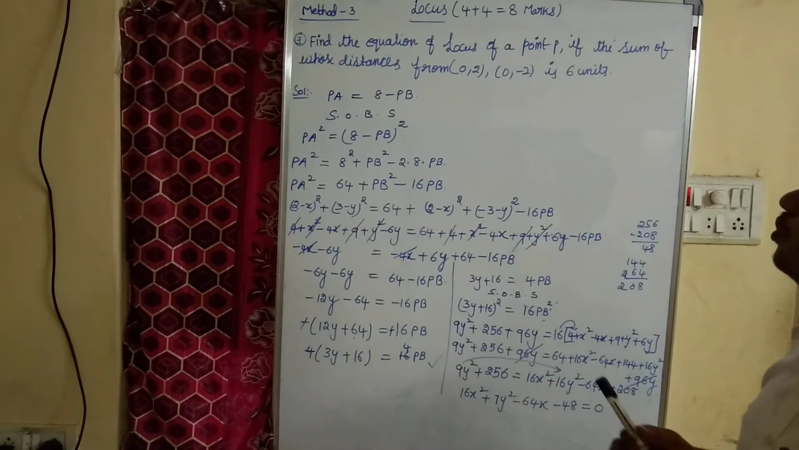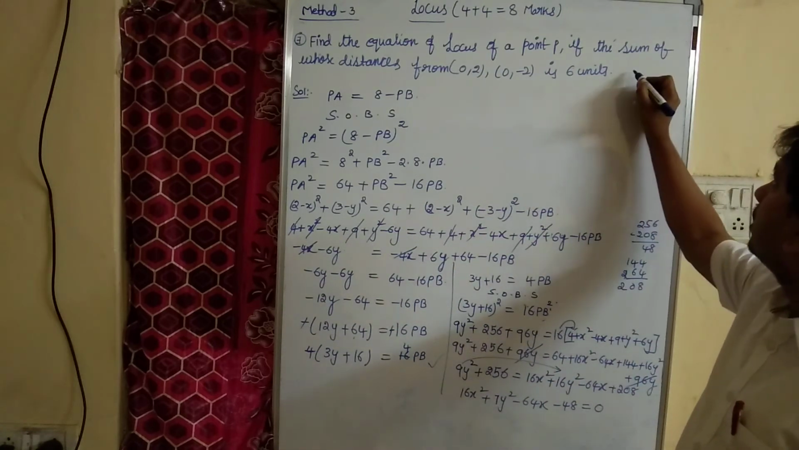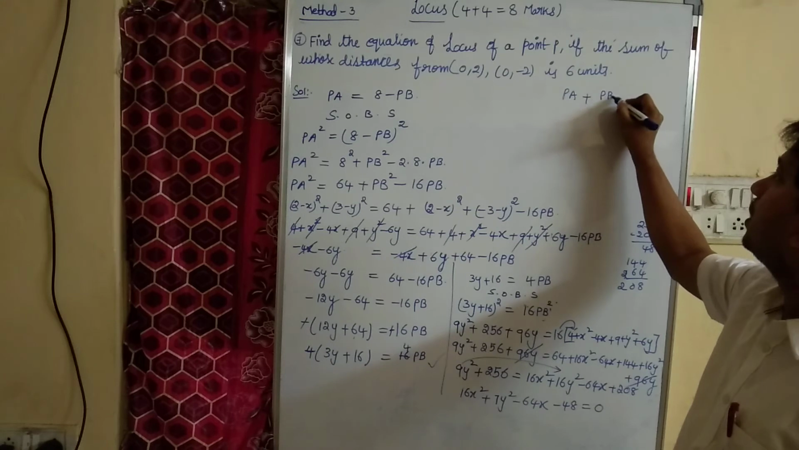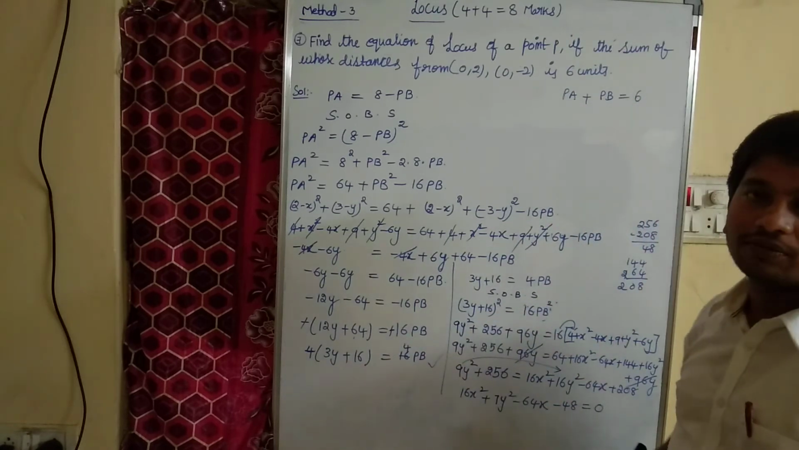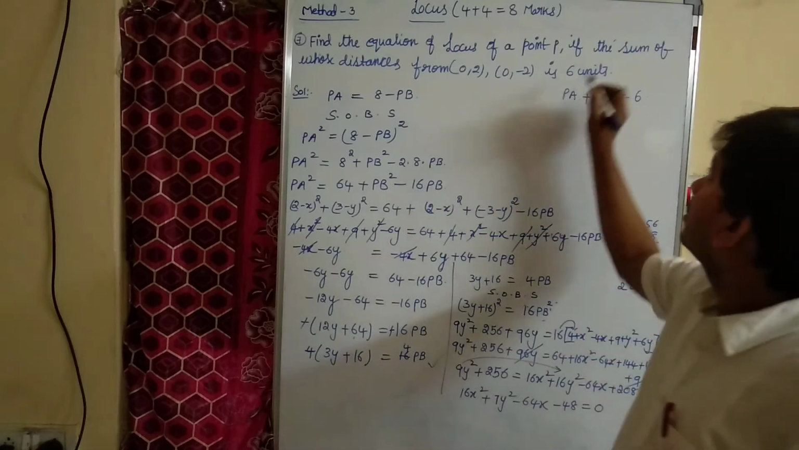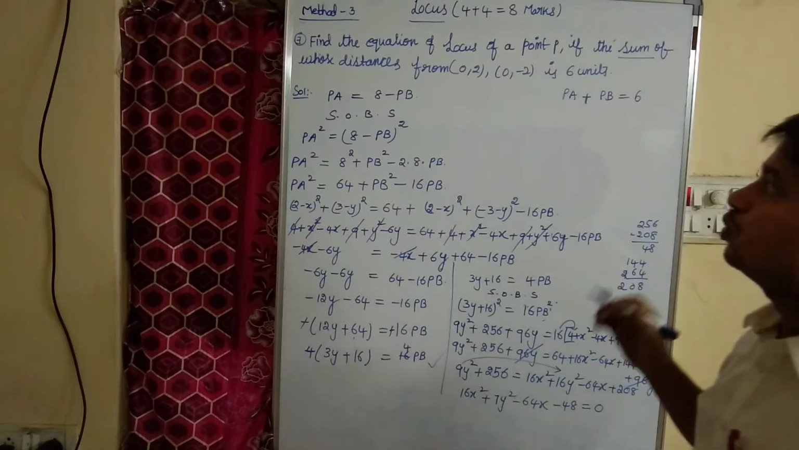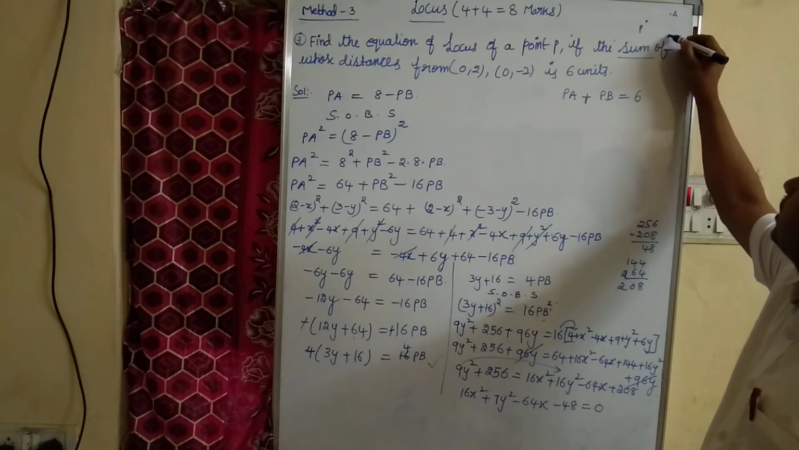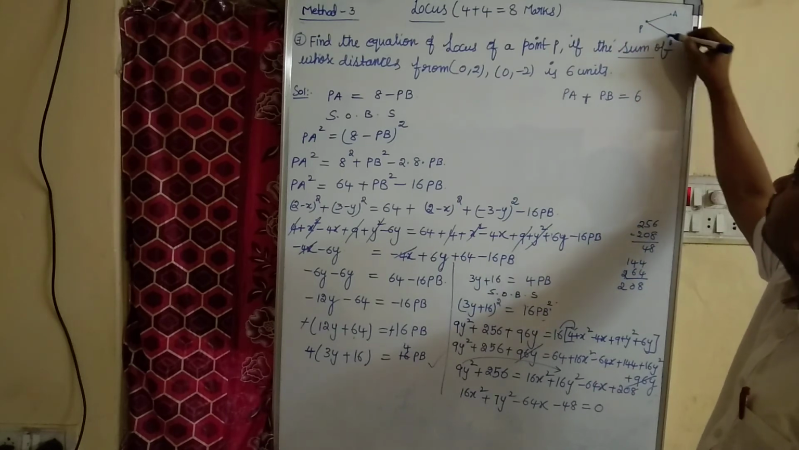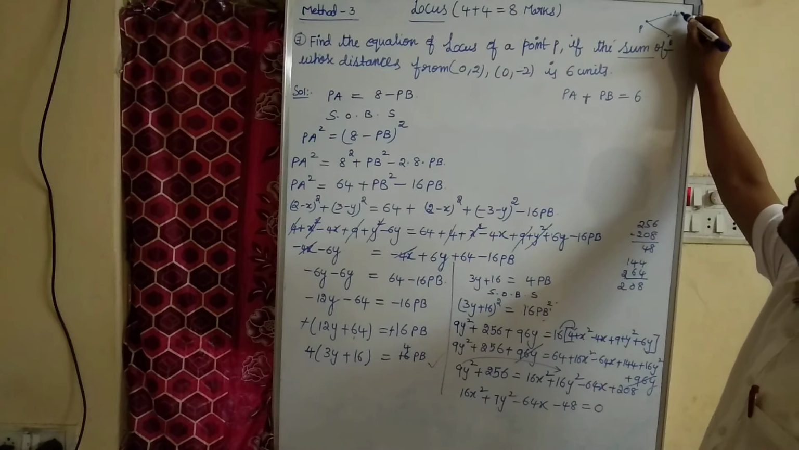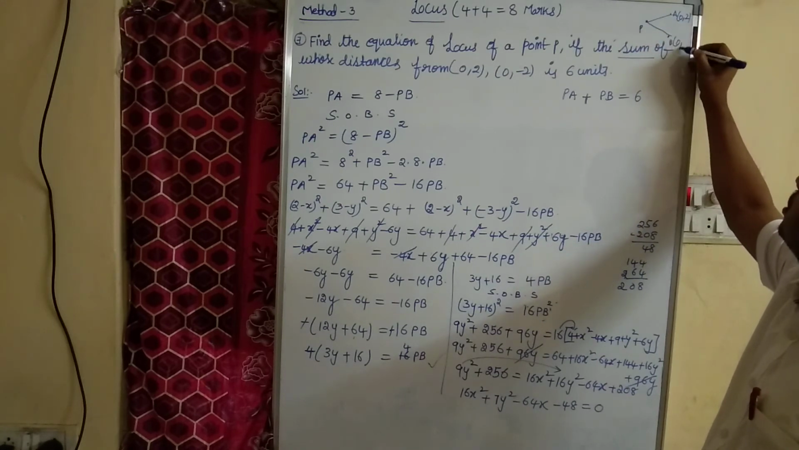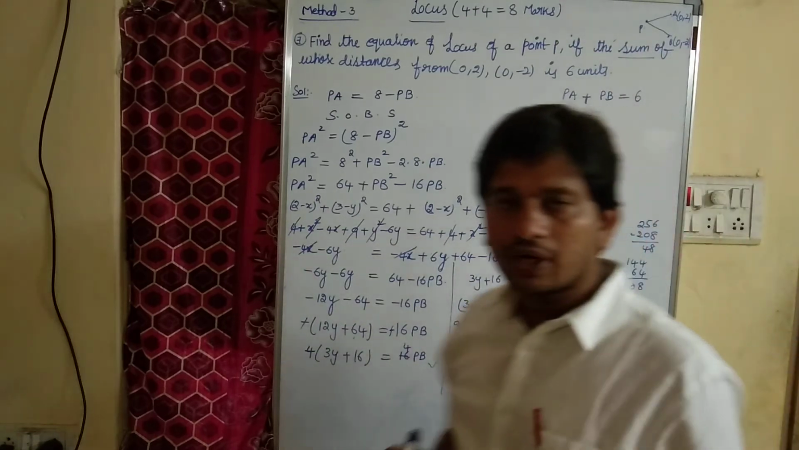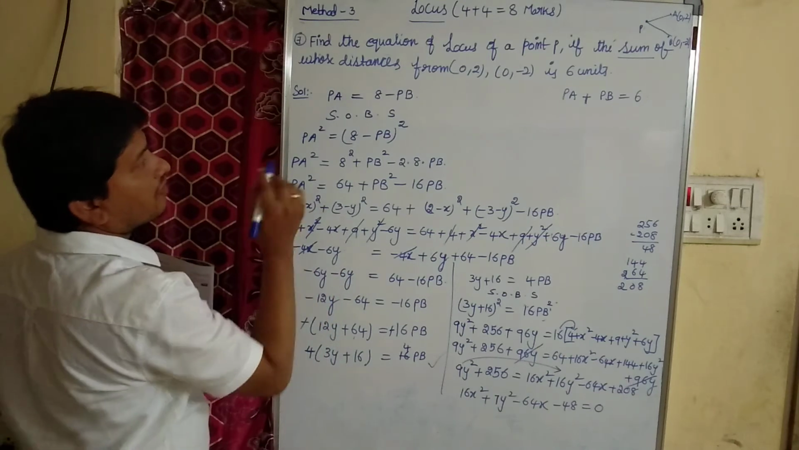The sum of whose distances? I mean, the distance between P and A, sum means plus, the distance between P and B is given as 6 units. Are you understanding, children? Sum means plus. This is our point P, this is A and this is B, the distance between P and A and P and B. This is our 0 comma 2 and this is our 0 comma minus 2. So the condition is what? PA plus PB is equal to 6 units.